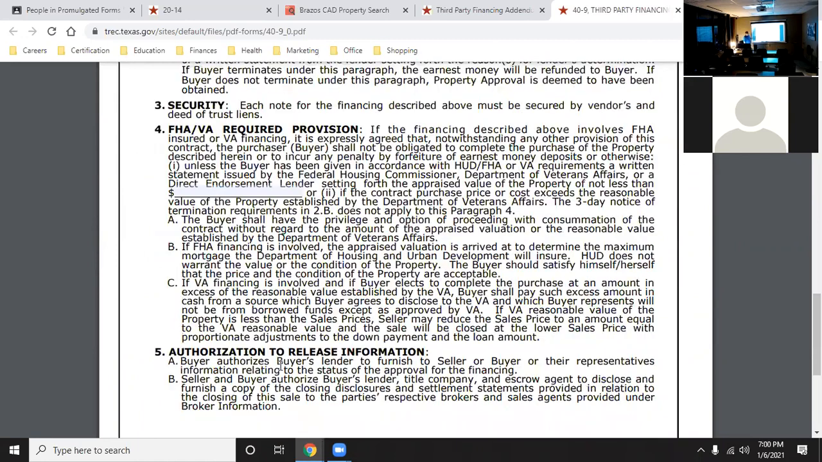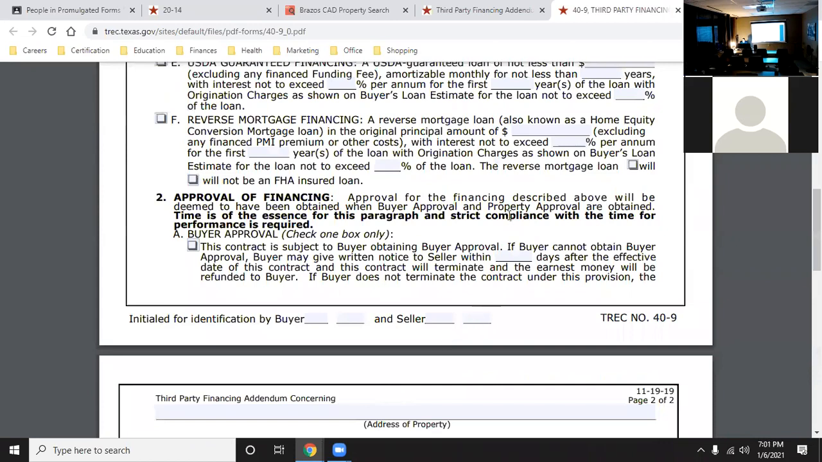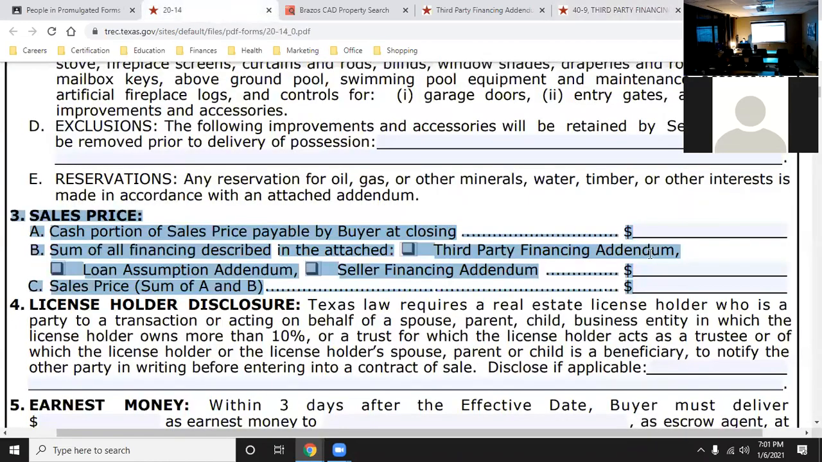Now, again, security is that each note for financing described above must be secured by a vendor's and or a deed of trust liens. Okay? If there is a VA or an FHA loan, then in this blank in paragraph 4, you're to put the full purchase price. So while up here, let me go up here for a minute. In these blanks where we have this number here, you're going to put whatever you put over here, guys and gals.